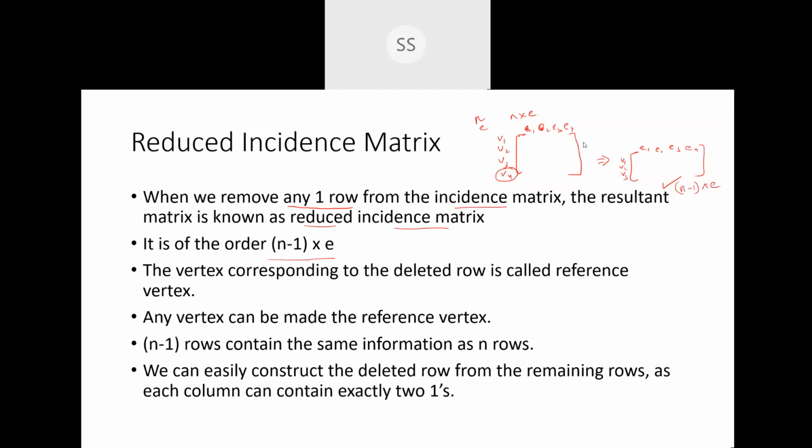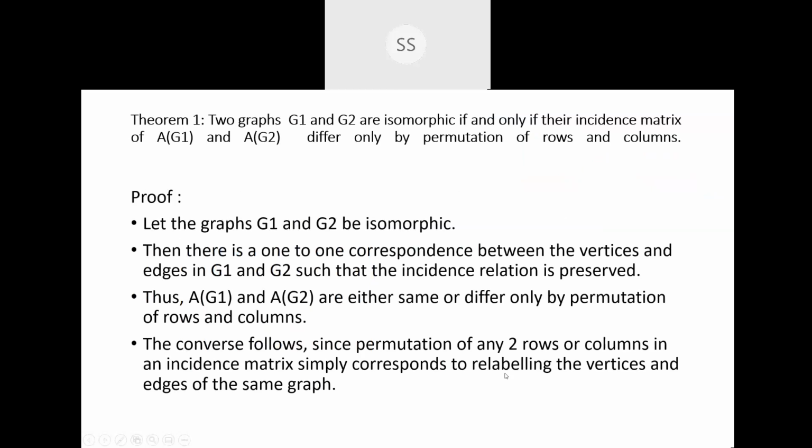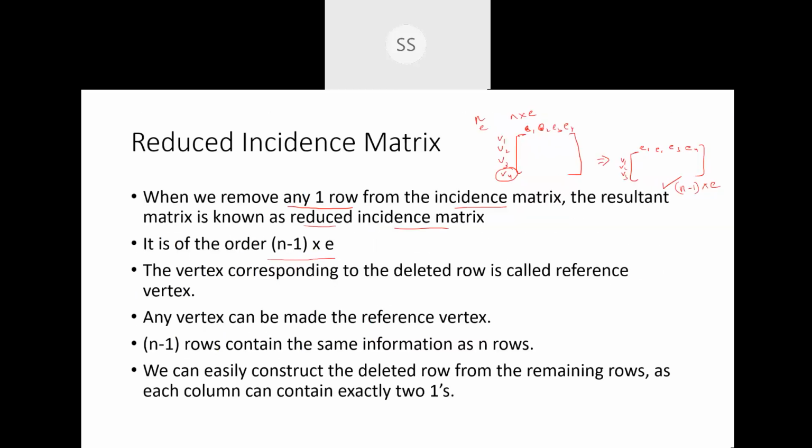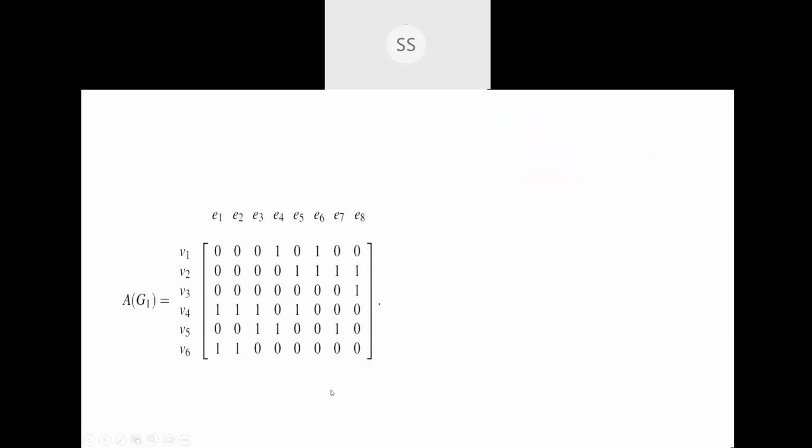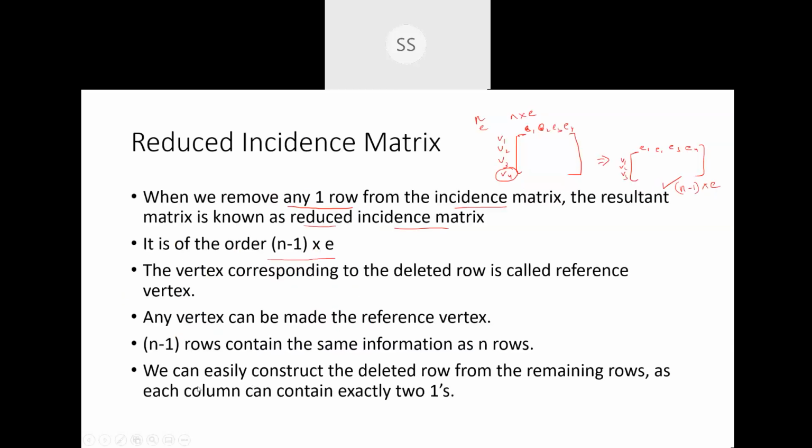So when we take any n minus 1 rows, they will all contain the same information as the n rows. And we can also reconstruct the deleted row from the remaining rows, as each column contains exactly 2 ones. We had studied last time that in an incidence matrix each column has exactly 2 ones. I can prove this point with the next example. We can construct the deleted row from the remaining rows, as each column contains exactly 2 ones.